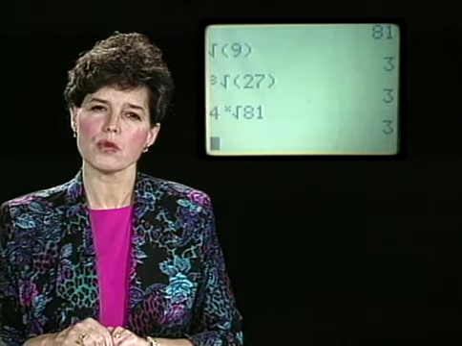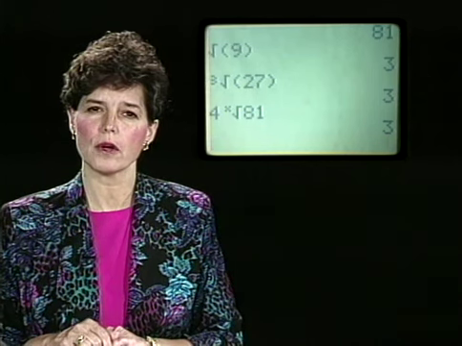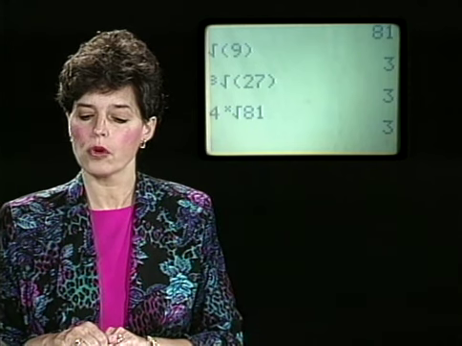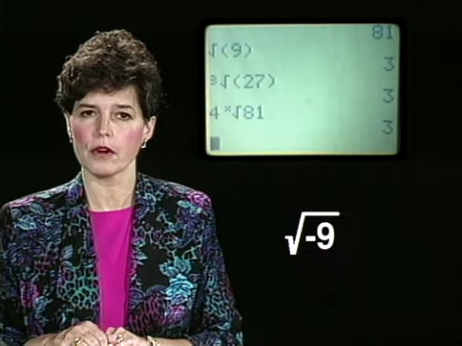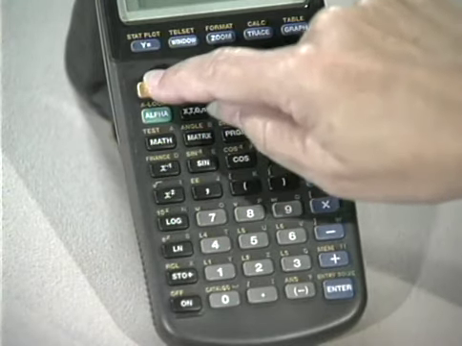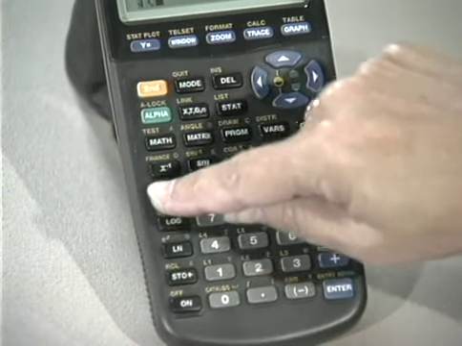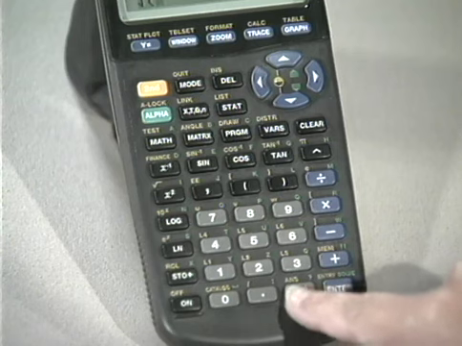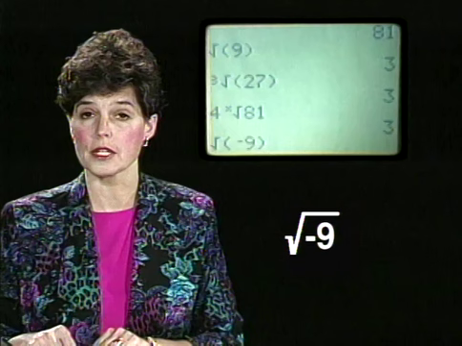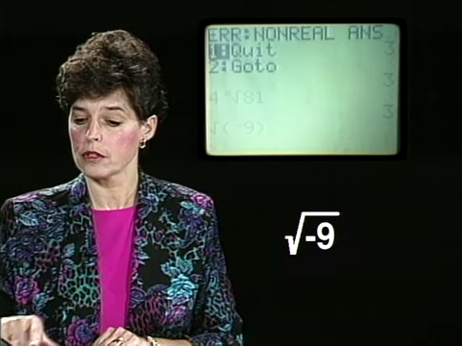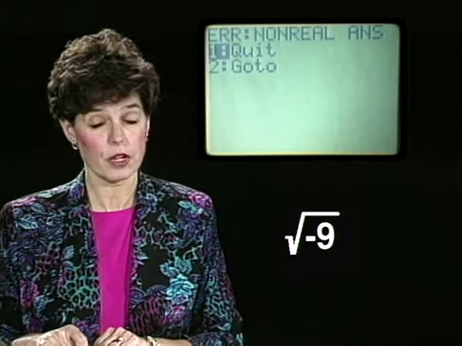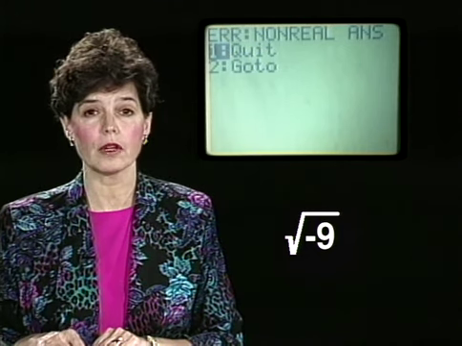Well, sometimes we forget about taking the square roots of negative numbers, and we might ask the calculator to do that. So we're going to try the square root of negative 9. Let's do the square root with second. Okay, I have the square root on the screen, and I'm going to type in negative 9 and close the parentheses. Now when I press enter, I get an error. It doesn't give me a syntax error this time. It tells me that I have a non-real answer.